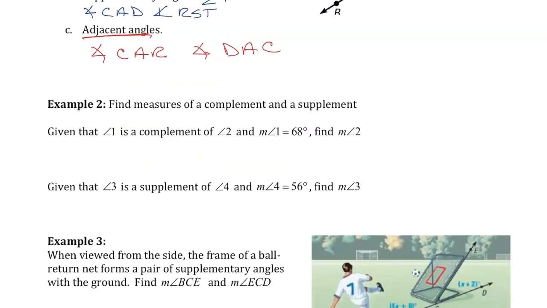Okay, example 2. And again, if I'm going too quickly, stop the video and think about this. Example 2, find measures of complement and supplement. Given that angle 1 is a complement, so if it's a complement, the two angles sum to 90. And if the measure of angle 1 is 68, find measure of angle 2. So you would say 90 minus 68. 8 minus 6 is 2. So that's going to be 22 degrees, the measure of angle 2.